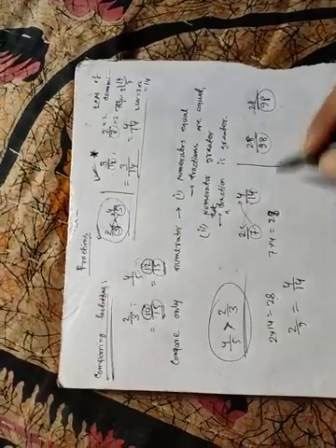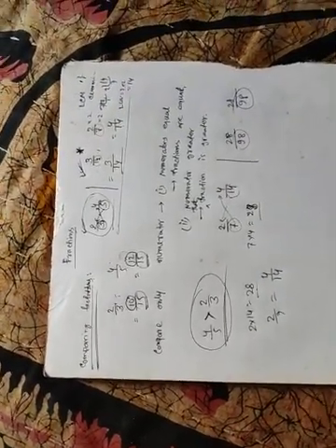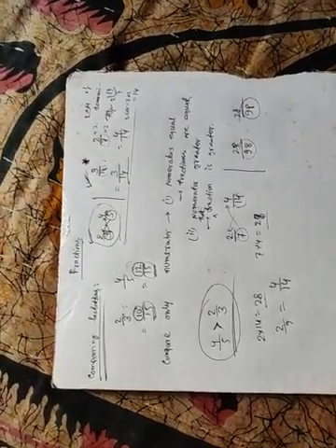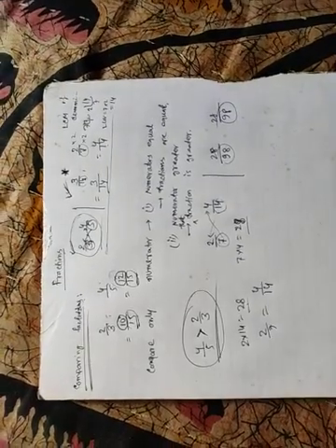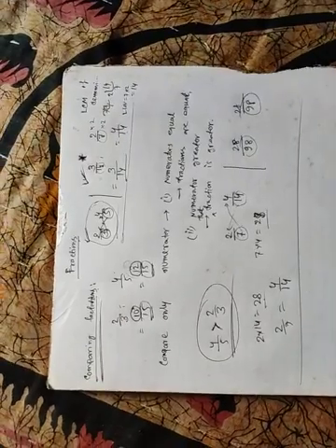But here we will just check the numerators. For this, we will just check the multiplication of the denominator of one fraction with the numerator of the other fraction, and we will compare the result or the product. Clear? Can I show another example?